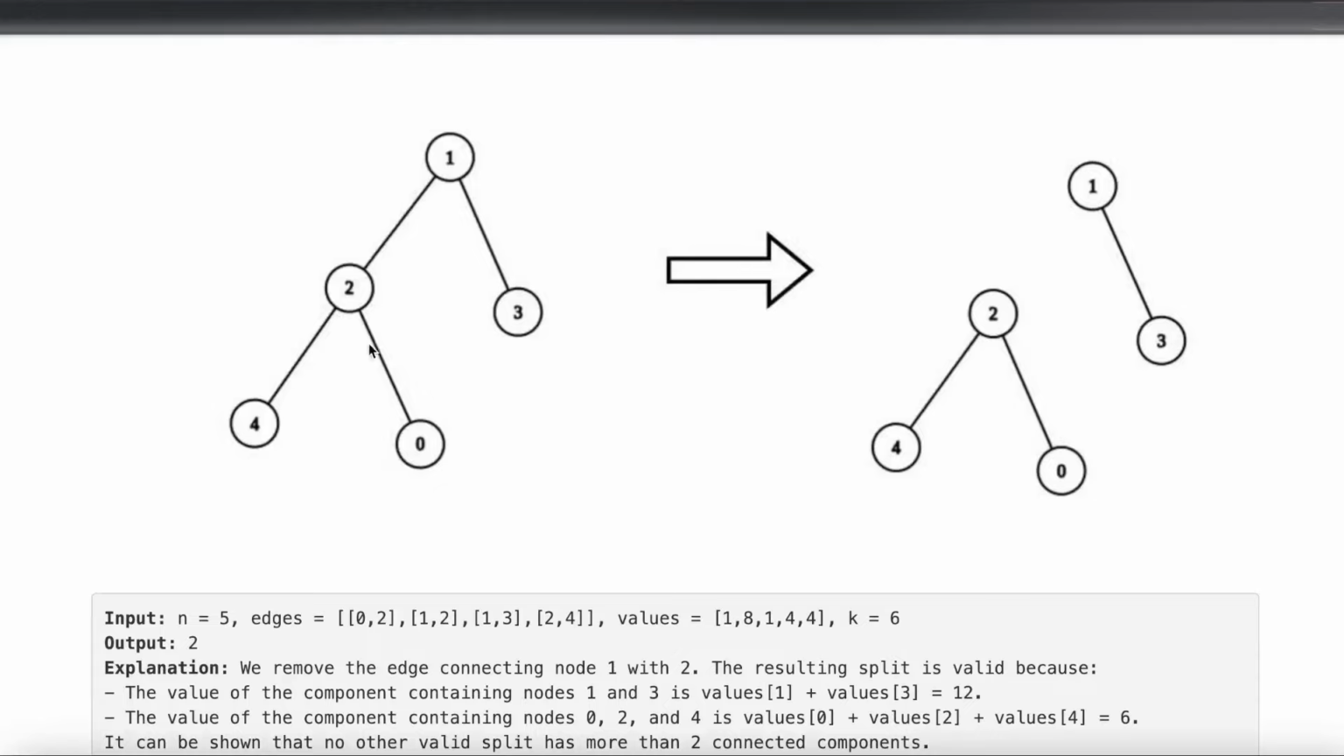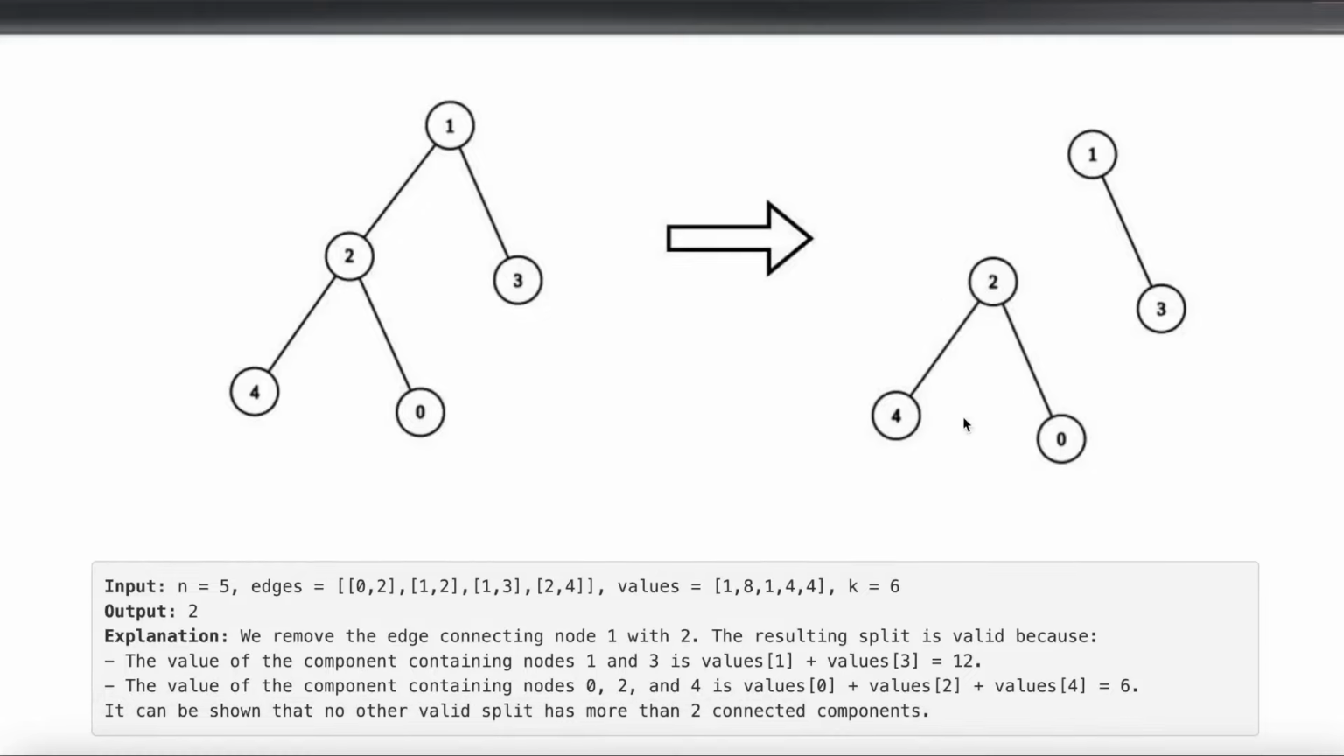Let's say this is a tree. In this tree, we can just remove this edge and divide it into two components. First, which has 2, 4 and 0. Second, which has 1 and 3. Now if you look at the first component 2, 4 and 0, the value of this should be divisible by 6, and the value of the second component 1 and 3 should also be divisible by 6 for this split to be a valid split.